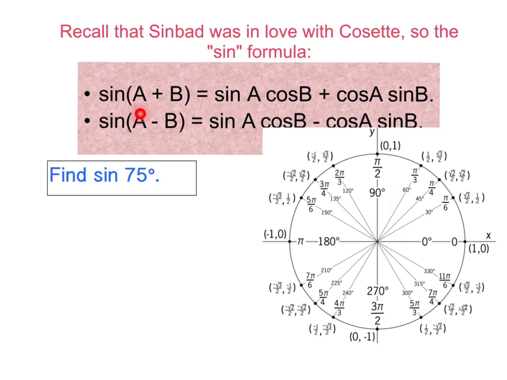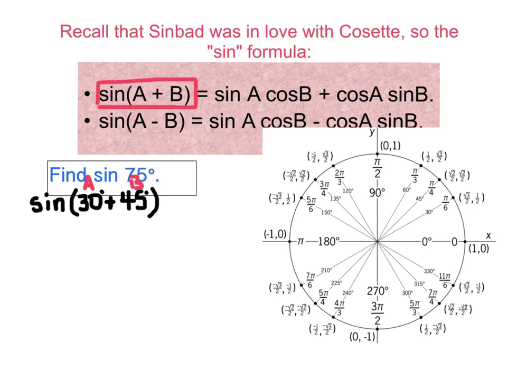So first, you'd rewrite the problem. You'd find two special angles that add up to 75. Or you could find two that subtract, either one. Okay, the first ones that came to my mind were 30 and 45. There's 30, there's 45, and they add up to 75. So now we have an A and a B for our sum formula. So now I'm going to complete the right-hand side of the formula.